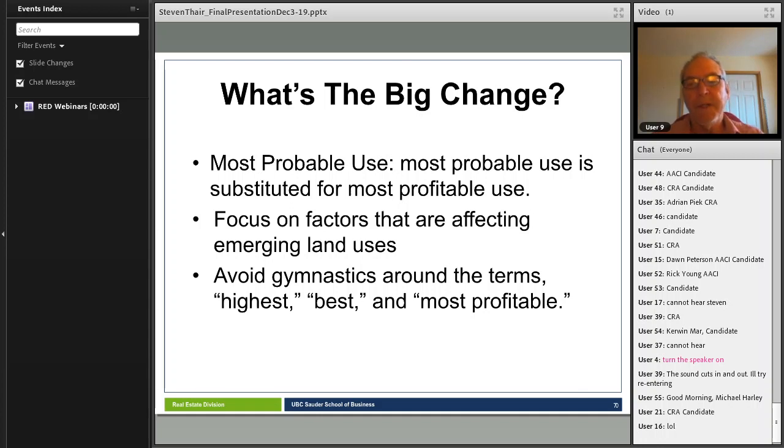So what's the big difference between highest and best use and most probable use? In one sentence, the difference is we're going to be talking about most probable use instead of most profitable use. So most probable use is just what it says it is. It's an inquiry into the probable uses. And we don't have to get involved in the gymnastics that occurs when we're talking about highest and best. Highest on what scale? And best for whom? Best for the banker, best for the developer, best for the First Nations, best for the environment. So, I'm getting ahead of myself.